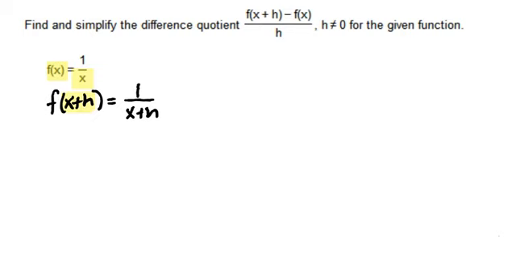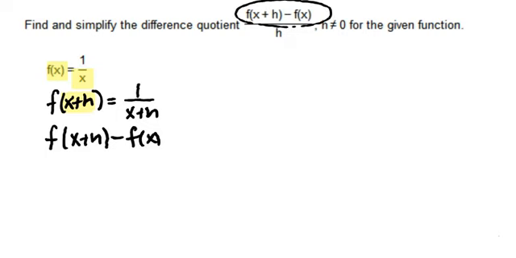Then we want to find the whole numerator, f of x plus h minus f of x. We've already found f of x plus h, and that's 1 over x plus h. We're going to subtract f of x, and f of x is our given function, so we subtract 1 over x. And this is our whole numerator of the difference quotient.